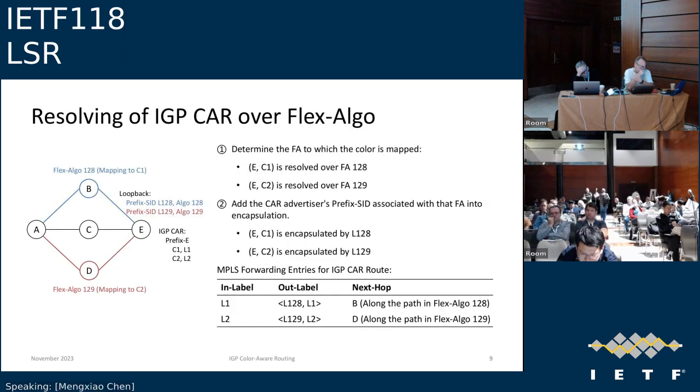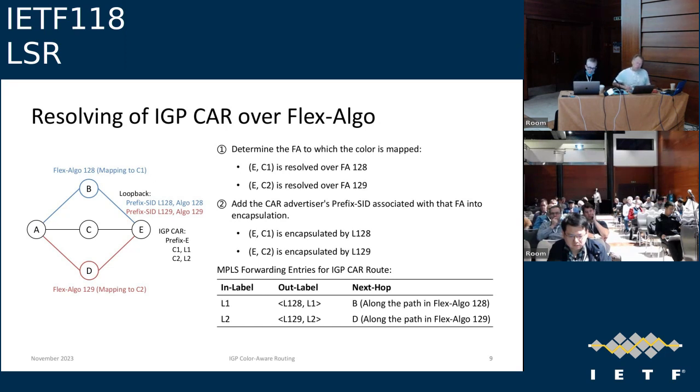When resolving over Flex-Algo, the first step is to determine the algorithm based on the mapping relationship between color and algorithm, and then find the CAR route advertiser's prefix SID associated with that Flex-Algo and add it into the encapsulation. It should be noted that whether resolving over SR policy or Flex-Algo, the IGP CAR route is only processed on the border devices. IGP CAR function should be disabled on intermediate nodes.